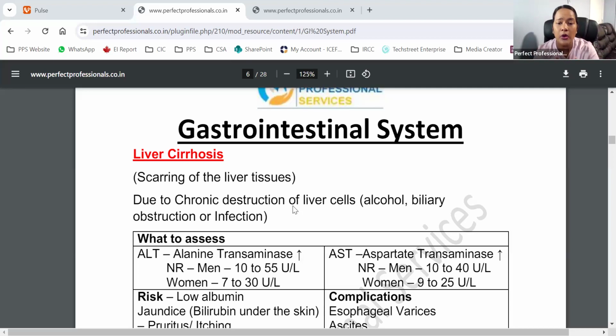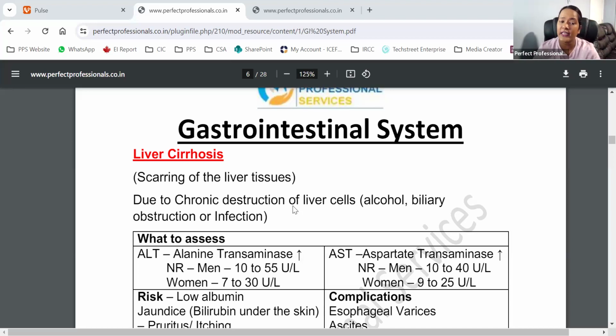That means very old, it's chronic, right? It's a chronic destruction. Liver cells are dying. Okay, why are the liver cells dying? Why is destruction happening? Because of alcohol use. It can be biliary obstruction or infection. Okay, it can be any of that.